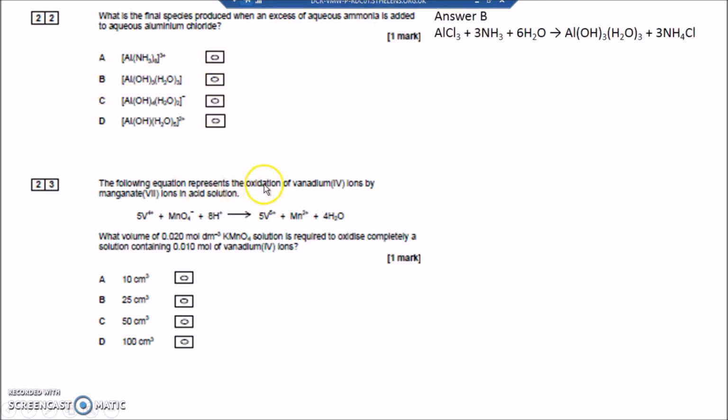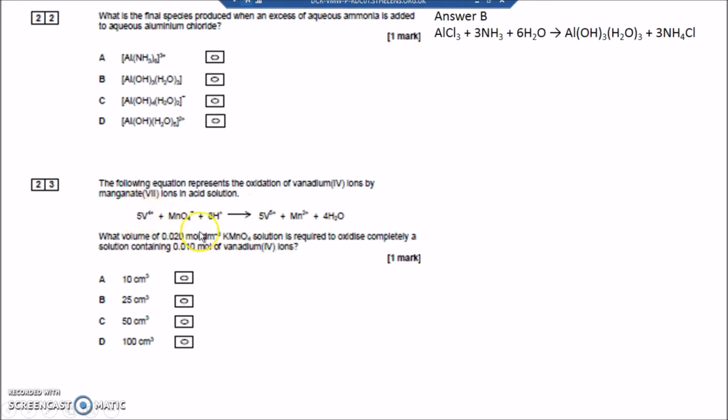The following equation represents the oxidation of vanadium 4 ions by manganate 6 ions in acid solution. So we've obviously got to look at molar quantities here, otherwise we wouldn't be given an equation. What volume of 0.02 mole per decimeter cubed potassium manganate 7 solution is required to oxidize completely a solution containing 0.01 mole of vanadium 4 ions?